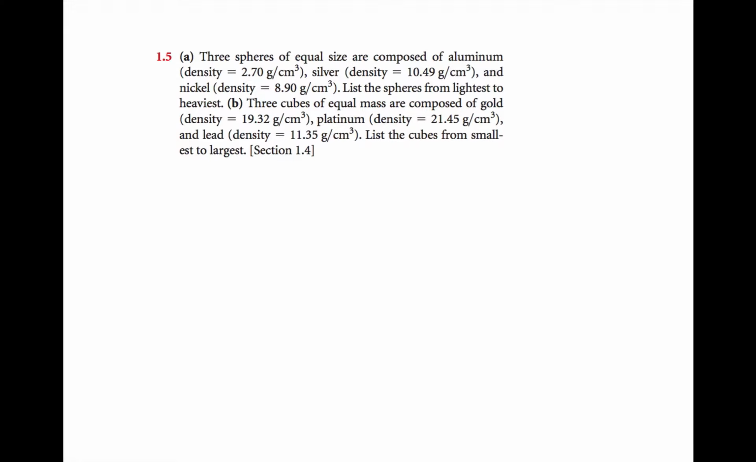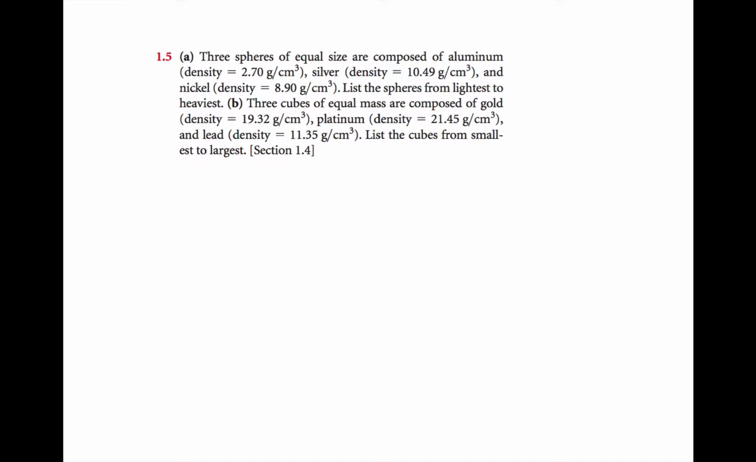Number 5A. Three spheres of equal size are composed of aluminum, density 2.70 grams per cubic centimeter, silver, density 10.49 grams per cubic centimeter, and nickel, 8.9 grams per cubic centimeter. List the spheres from lightest to heaviest.